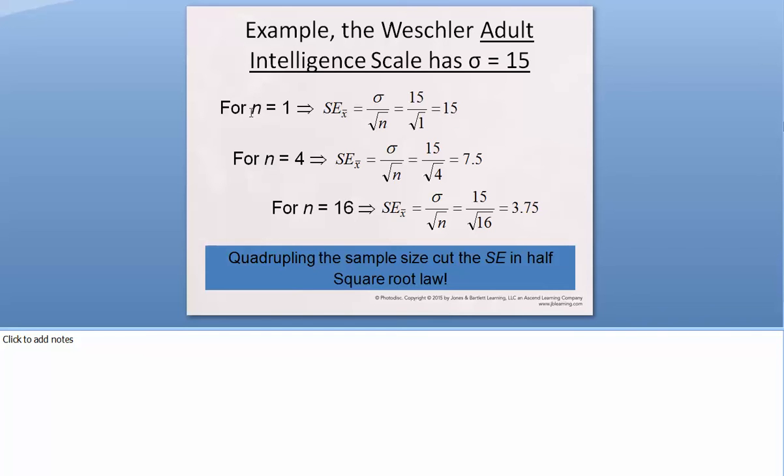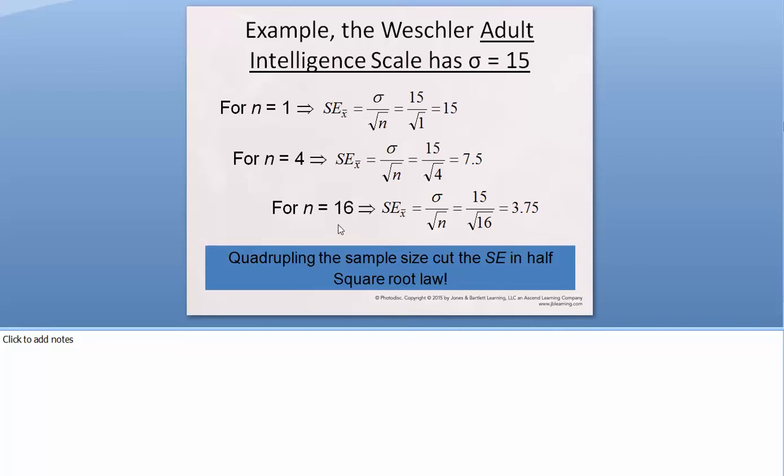Okay, so if you have n equal to 1, n equal to 1 means just one single observation. The standard error of x bar is the same as the actual standard deviation, right? If you have n equals 4, that means the sample mean is based on 4 observations. Standard error of x bar is sigma over square root n, and when you do the math you get 7.5.